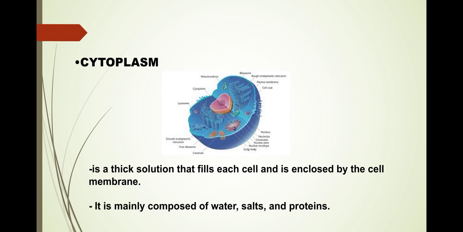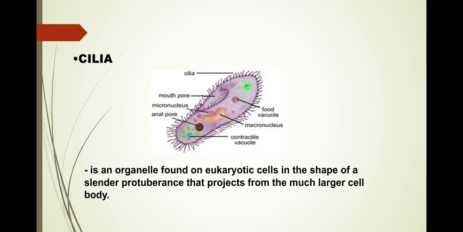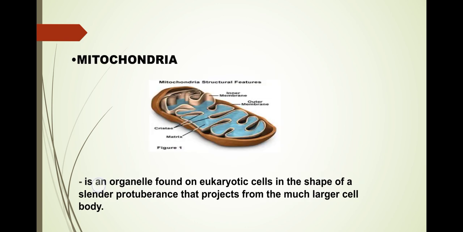Next is cytoplasm. It is a thick solution that fills each cell and is enclosed by the cell membrane. It is mainly composed of water, salts, and also proteins. Next is cilia. Cilia is an organelle found on eukaryotic cells in the shape of a slender protuberance that projects from the much larger cell body. Next is mitochondria.